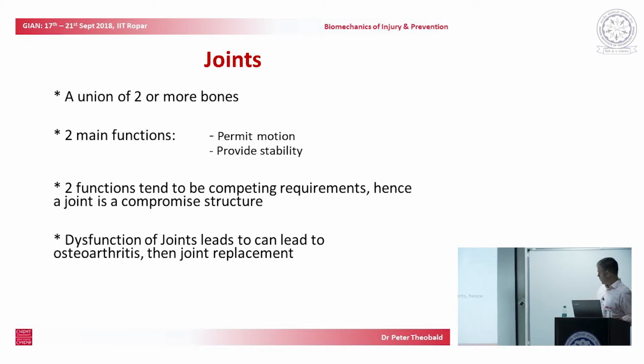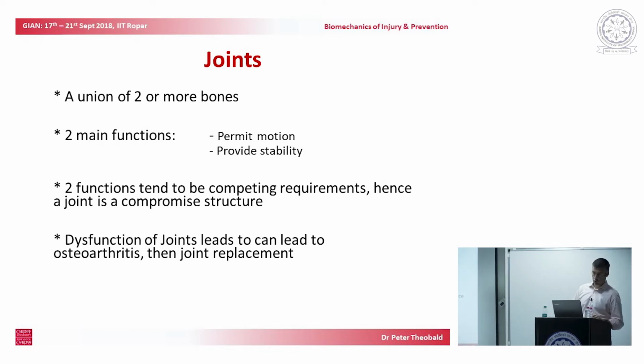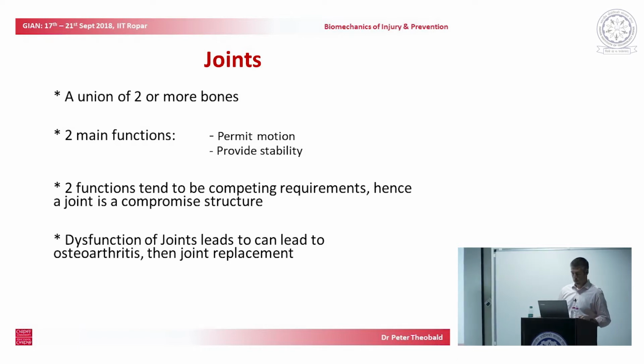There are instances where stability is the overriding function that's achieved from the joint. There are instances where motion is the more obvious of the two functions that are achieved. However, they tend to be competing. If you have lots of stability, that means inherently you have very little mobility, and vice versa. But there are conditions that we'll describe again, predominantly osteoarthritis, that overrides these two main functions and requires then the joint to be replaced.